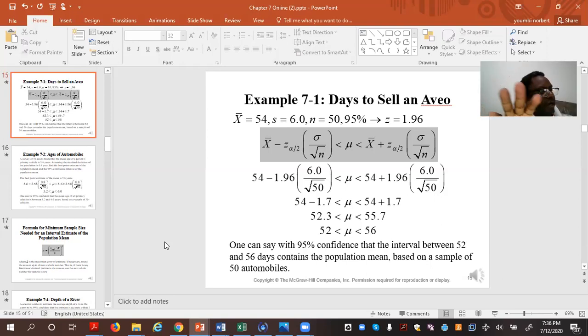Hold on. I think you are right. Multiply by 1.96. But I did the 28.1 minus 1.96 first, and then I got 26. No, you will be doing it wrongly. If you do that, you are not following the procedure of the rule of algebra.